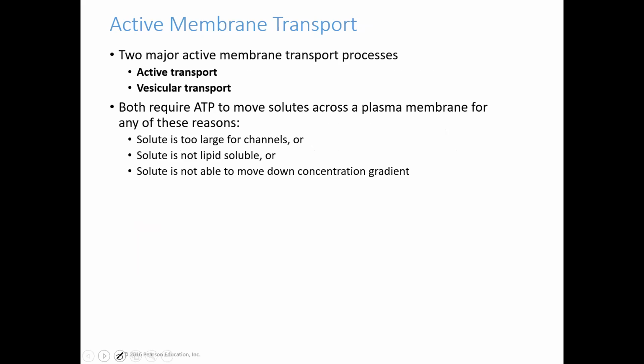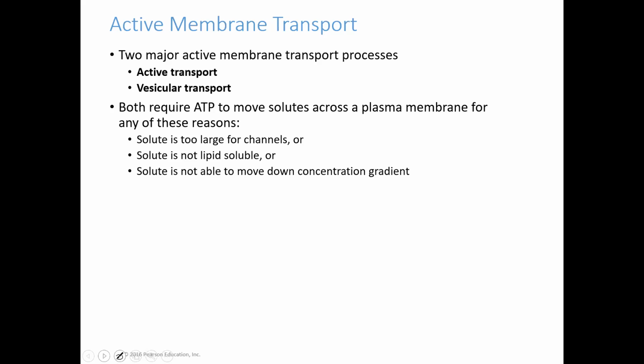Active transport is different. Active transport and vesicular transport are both different. They require the use of ATP. They're moving against the concentration gradient. Cells don't like that. It's essentially pushing something uphill.